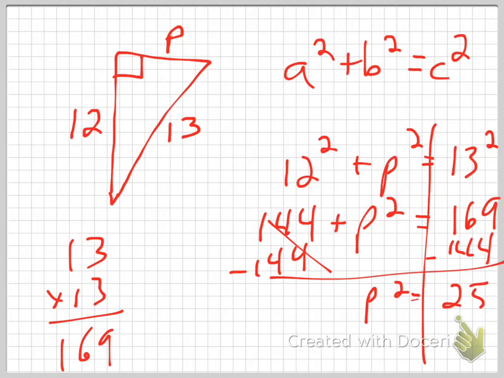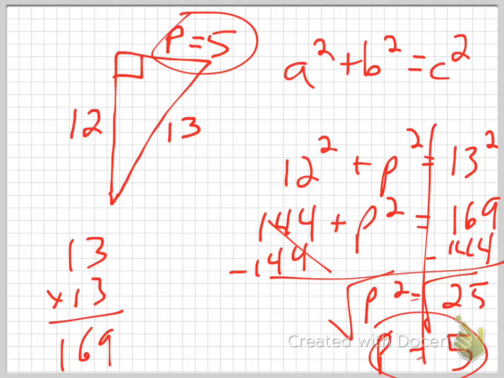Is P happy? No, he's being squared. How do I get rid of him being squared? Square root. If I square root that side, I have to square root the other side. What's the square root of P squared? P. What's the square root of 25? 5. How many of you got that? P equals 5. Do you understand what's going on now? Yeah.